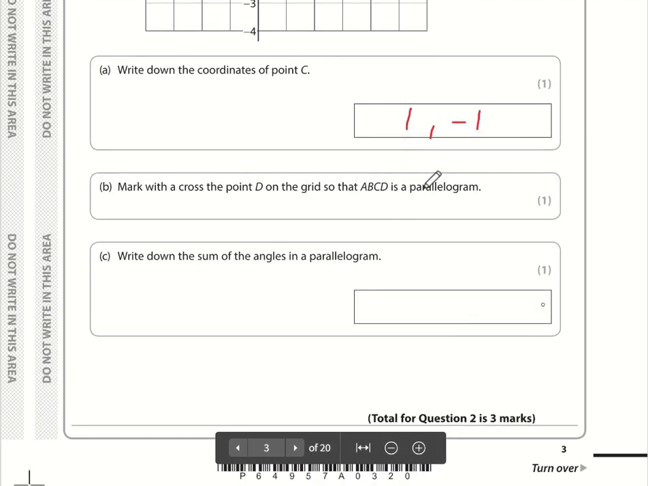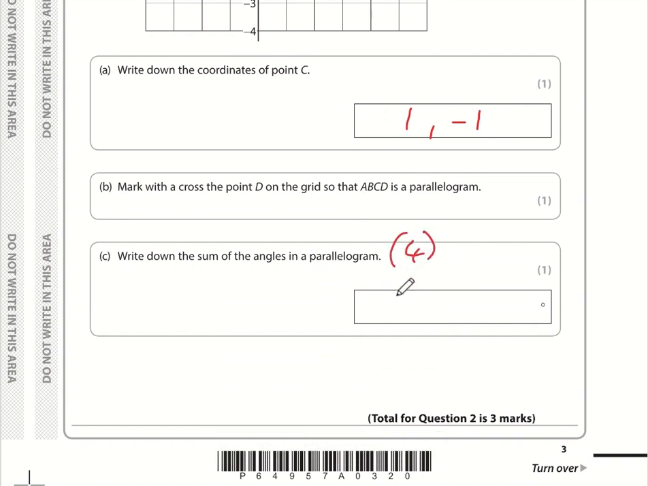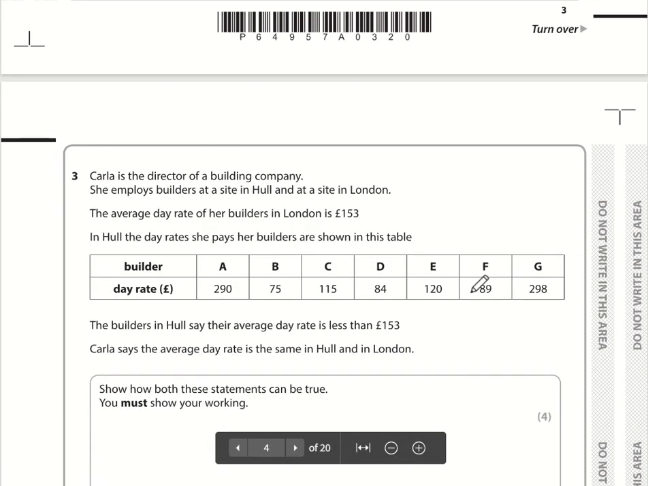And write down the sum of the angles in a parallelogram. Well, a parallelogram has 4 sides, same as a square, same as a rectangle, so the sum of the angles is 360 degrees.